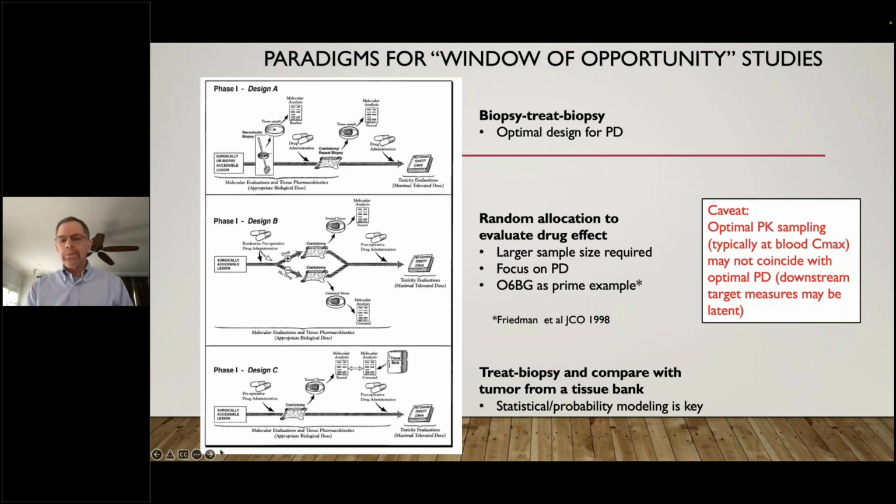So again, one of the caveats here is the optimal time to measure delivery, the pharmacokinetics, usually at the Cmax in the blood, may not coincide with the optimal pharmacodynamics, particularly if there's a lag from the time the drug gets to the target to has the downstream effect. So that should all be modeled preclinically.